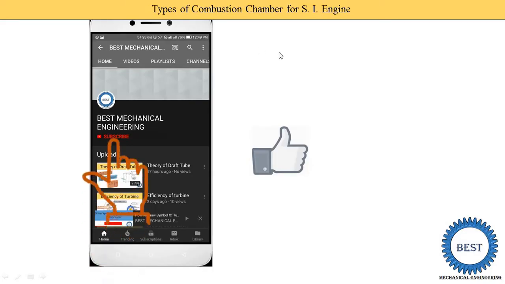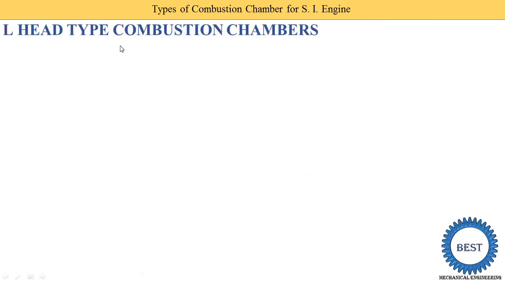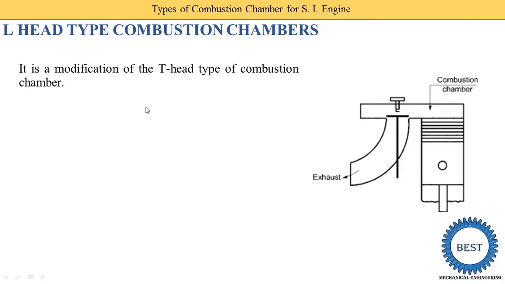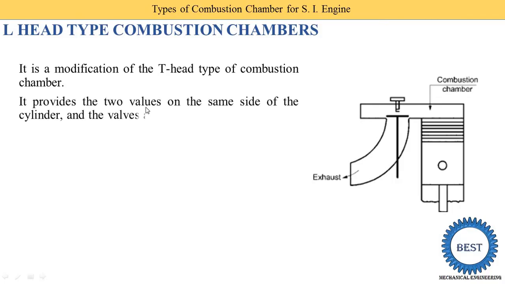Next is the L-head type combustion chamber, meaning this engine head looks like an L shape. That is a reverse L. This is the vertical part and this is the horizontal part. If you rotate this image, then it looks like an L. It is a modification of the T-head type combustion chamber. It provides the two valves on the same side of the cylinder, meaning both the inlet and exhaust valve are provided on one side.